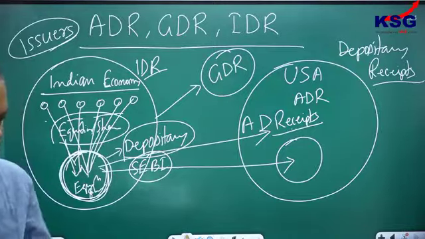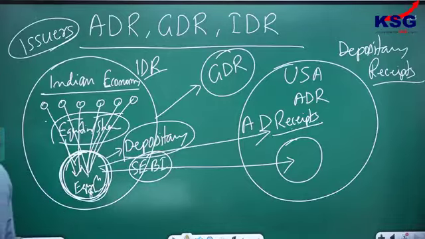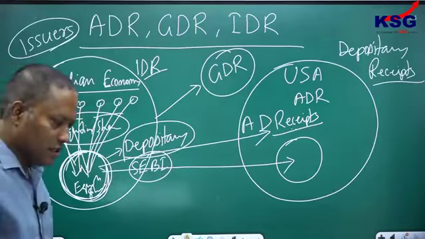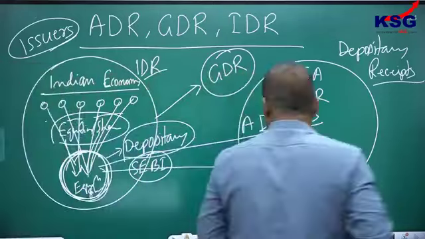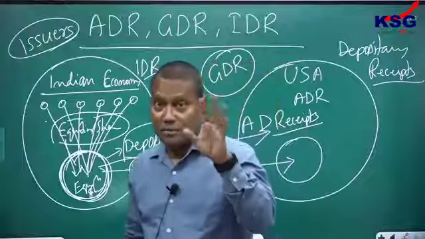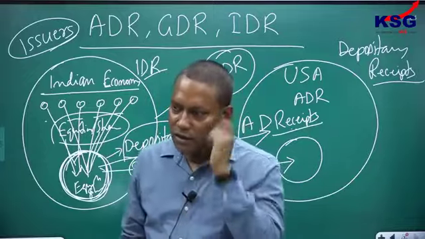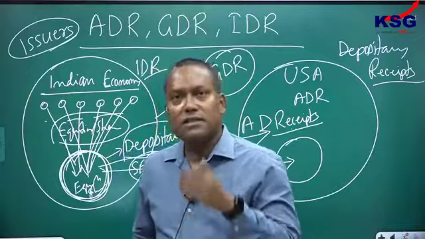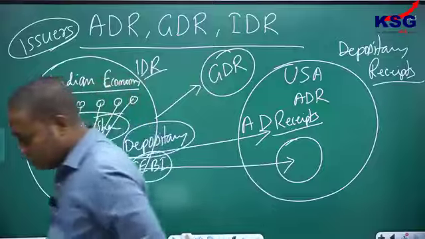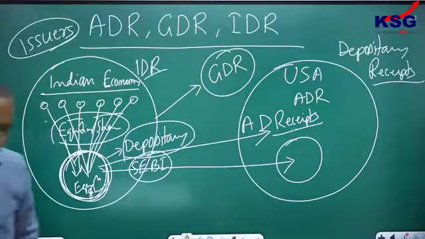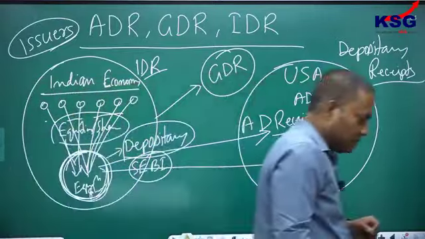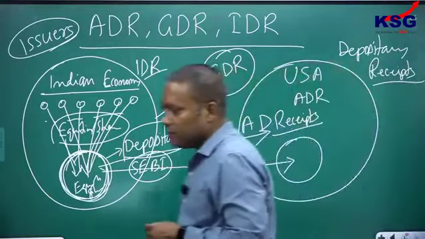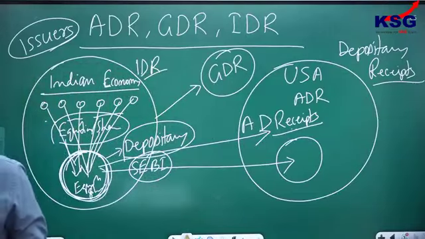Now, please write. Stock exchange is also known as the capital market. It comes under the capital market. So you can write: stock exchange or capital market is divided into two markets. First you write primary market, and second one you write secondary market.